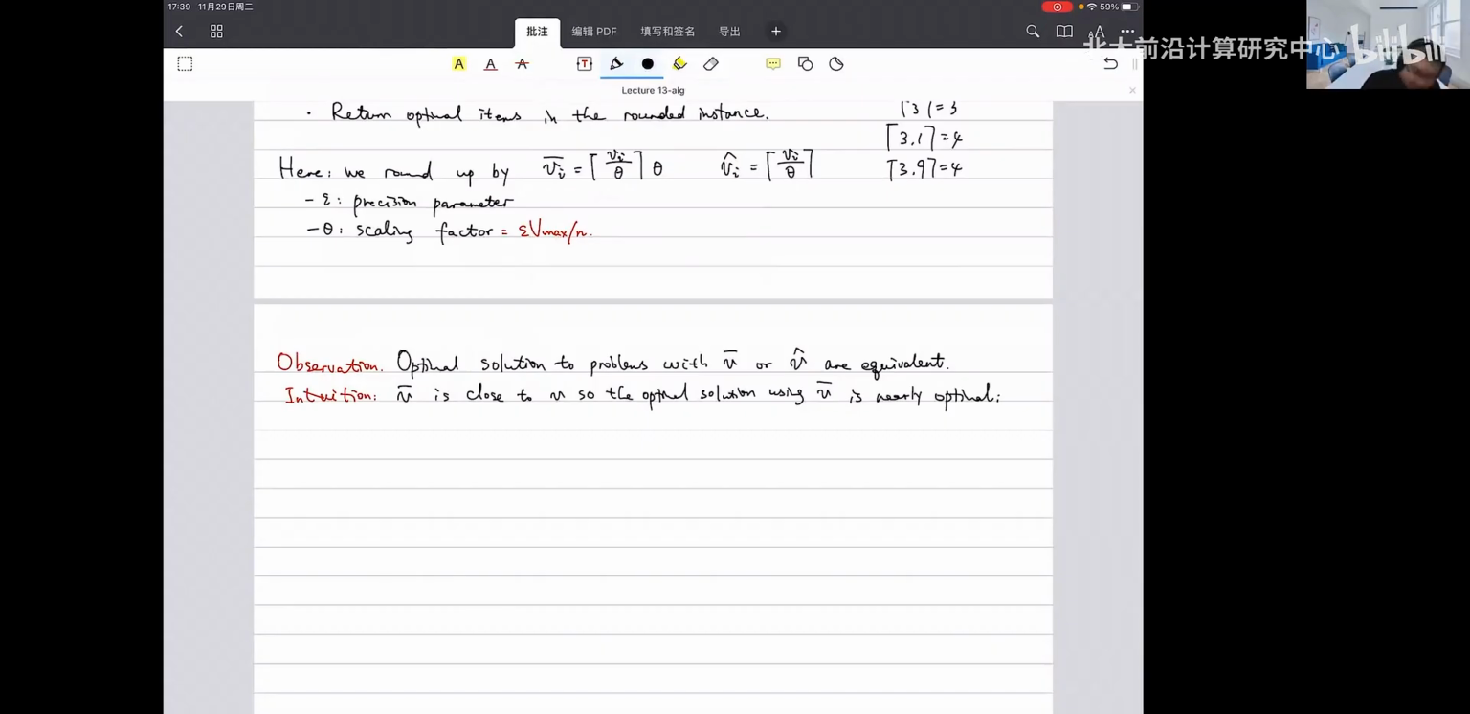But on the other hand, we know that the optimal solutions to the bar V and the hat V problems should be equivalent. After we consider the problem of bar V instead of the original V here, we can further reduce this to the problem hat V. And the problem hat V here is small and also integral. Because we are doing the rounding, this is still an integral problem. So we can still feel free to run our algorithm, and the dynamic programming here is fast.